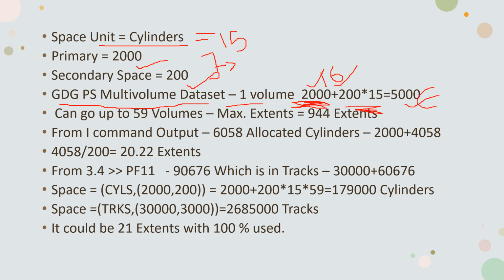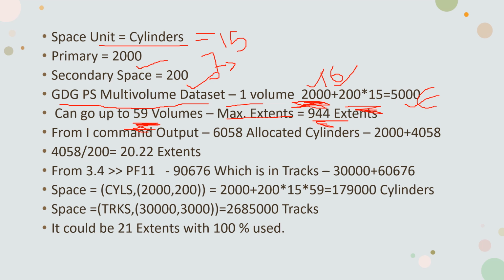Okay, then you know that it's a PS file which can extend up to 59 volumes. When it can extend up to 59 volumes, the maximum extents can be 944 extents, right? So 59 times 16 is 944 extents.